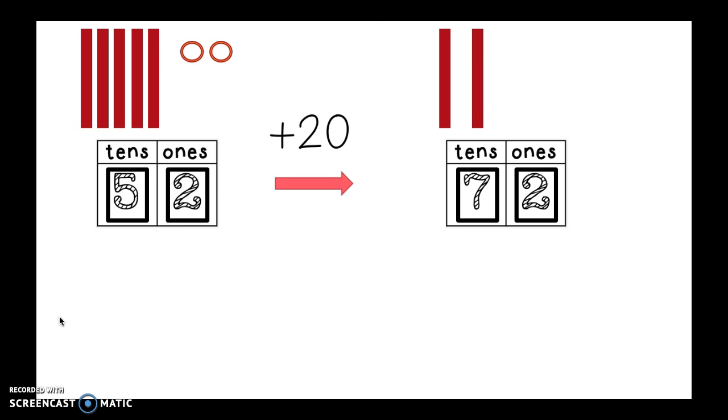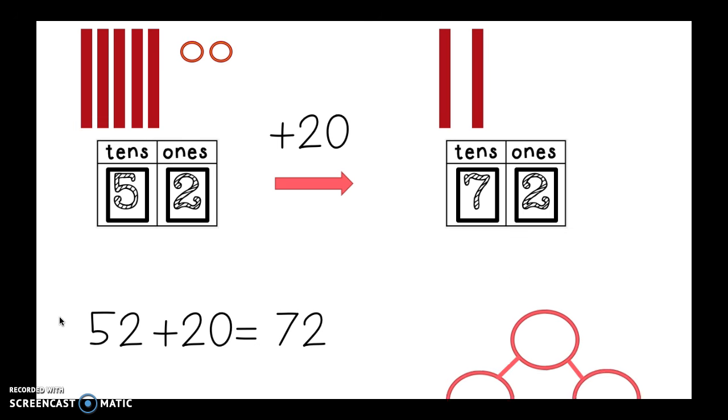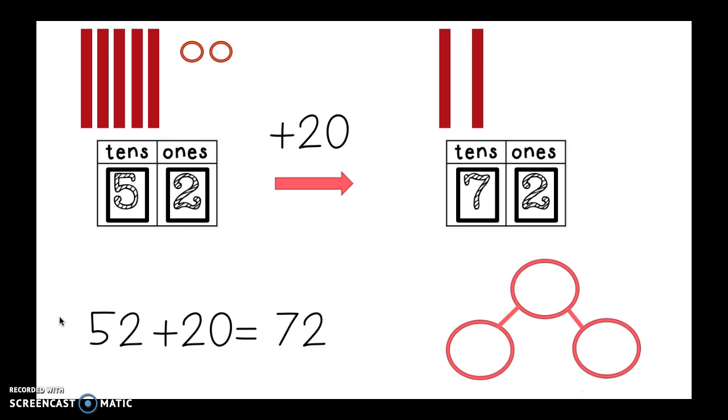Can you write a number sentence to show me what we just did from place value mat to change to new place value mat? Your number sentence should look something like this. 50 plus 20 equals 72. Perfect. Can you go ahead and take that number sentence now and put it into a number bond? Press pause while you draw it. Okay, ready? Well, 72 is the whole amount, so that must mean that 52 and 20 are the two parts.